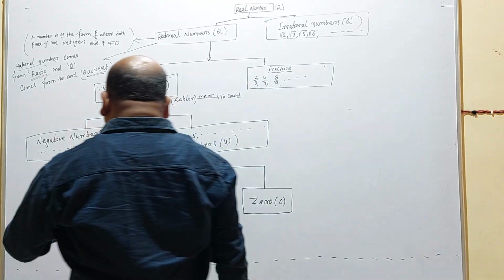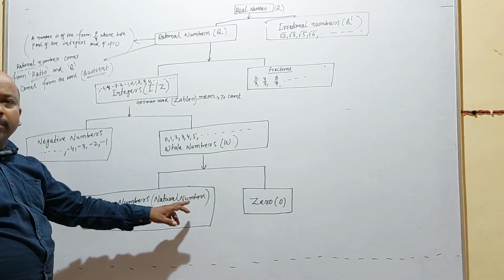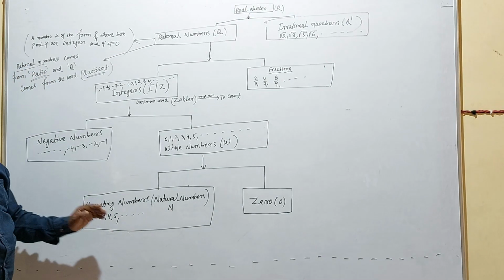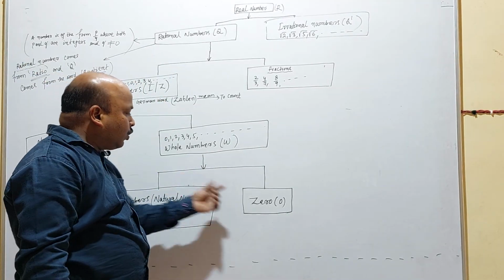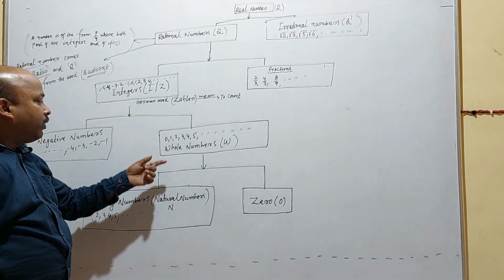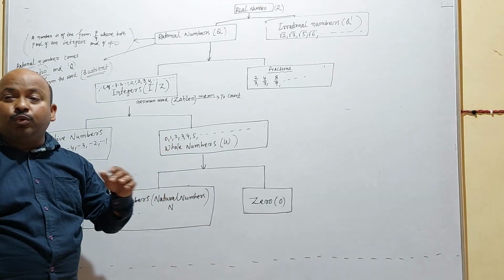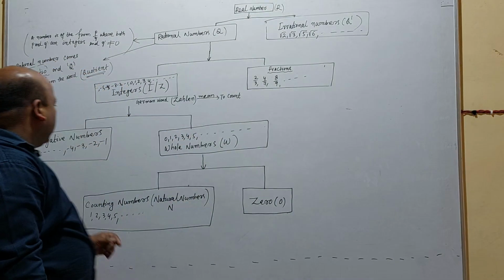So I started from the beginning: counting numbers, known as natural numbers, denoted by the symbol N. It starts from 1, 2, 3, 4, 5 and so on. And when we include 0 with these natural numbers, then what do we get? Whole numbers. So whole numbers include 0, 1, 2, 3, 4, 5 and so on, denoted by the symbol W.